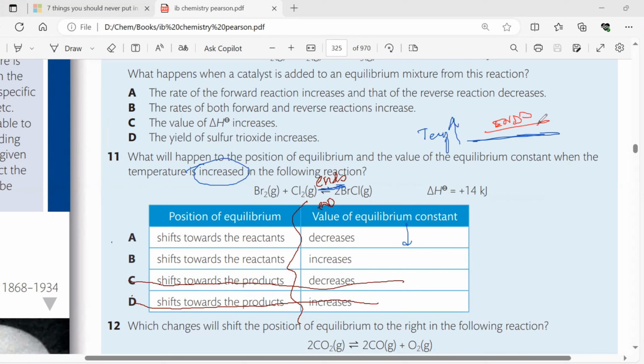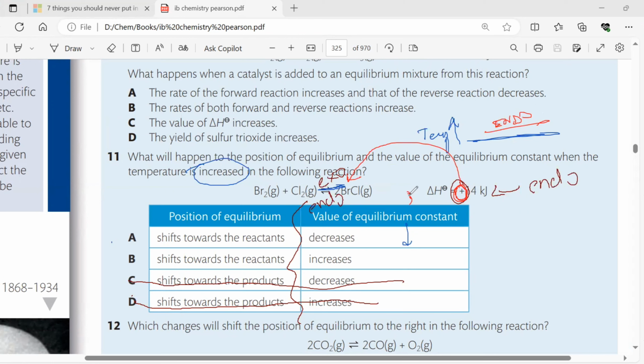For here, it's for exact that the forward reaction is exo and then the backward reaction. Why? What is written over here? This is positive. It's endo. It means that the forward direction is endo.